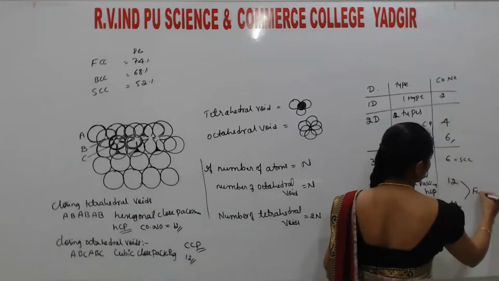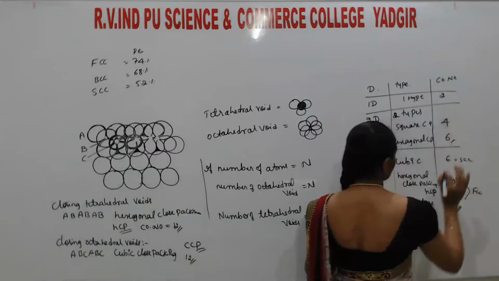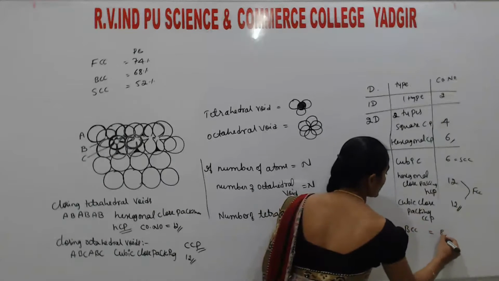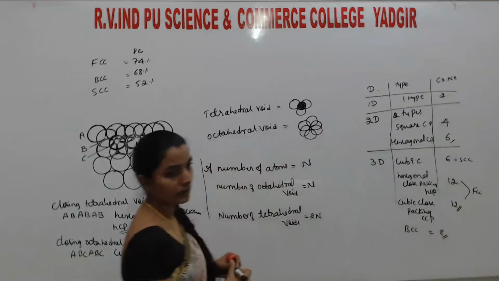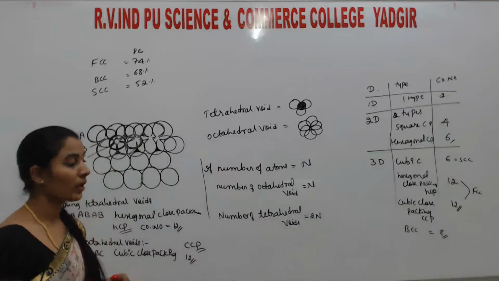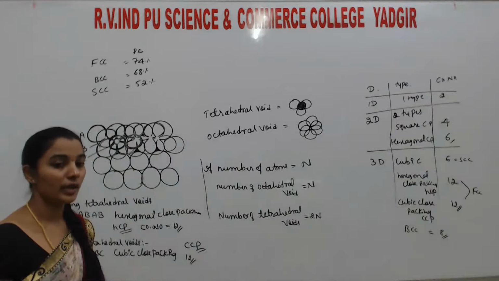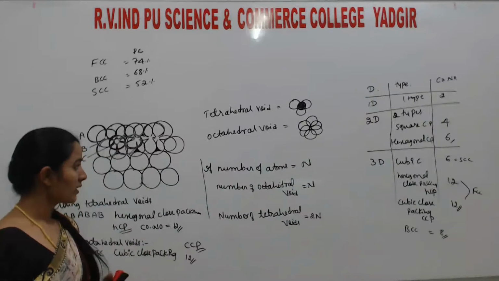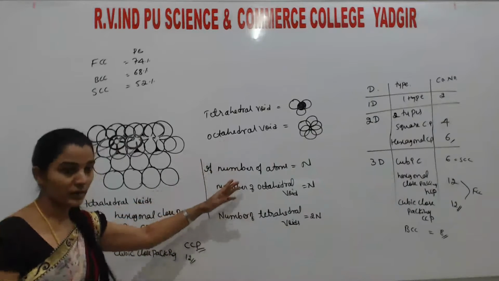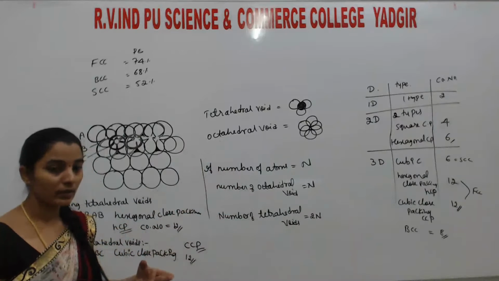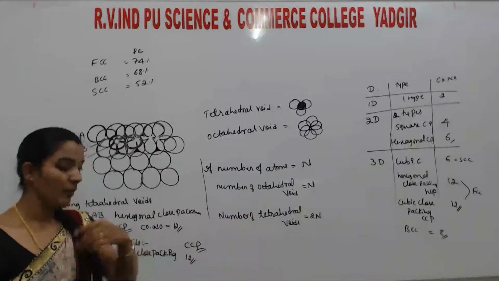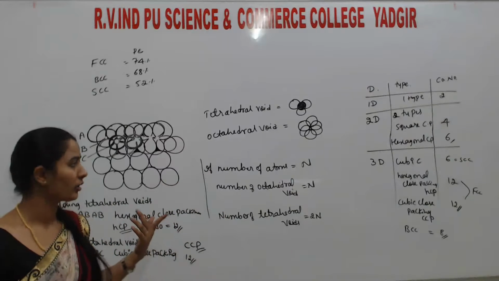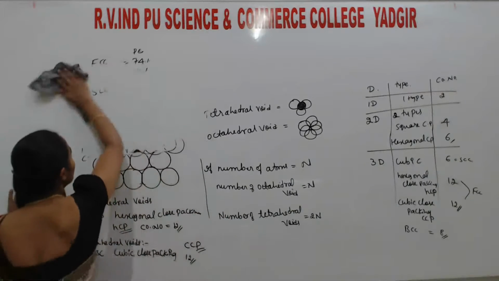This is FCC. This is a three-dimensional structure. In BCC, the coordination number is 8. Remember that. For BCC, the coordination number is 8. So this is all about the close packing structures and all about the voids. In tomorrow's class I will explain, if the number of atoms is given, how many voids are formed, how many tetrahedral and how many octahedral. Otherwise, I will write it now.